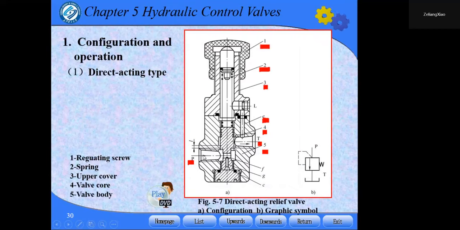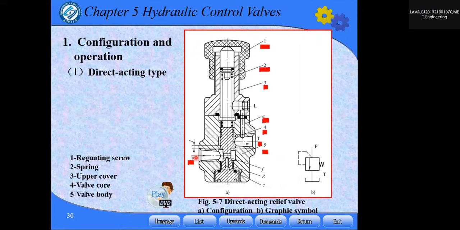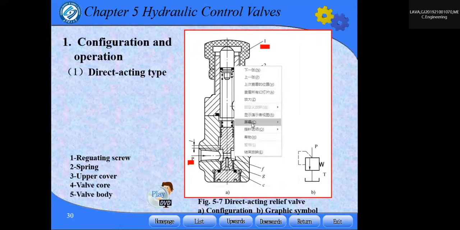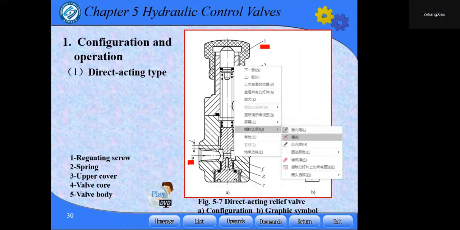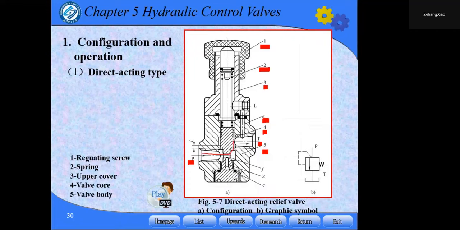It means the oil can go through the inlet port and out in this direction.